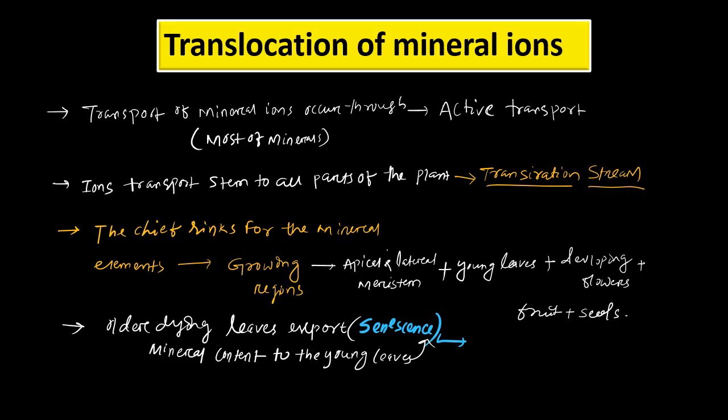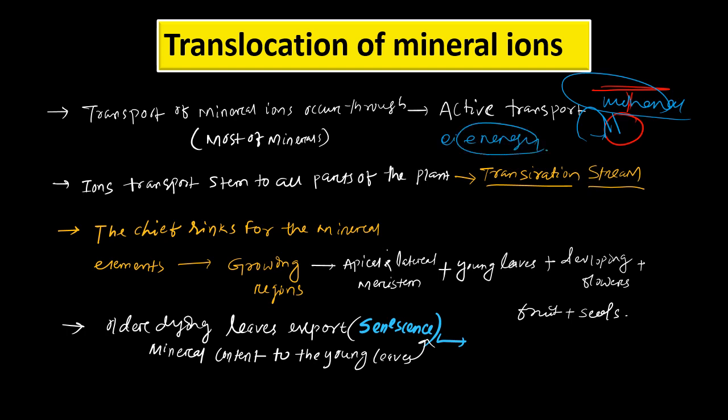Here we see translocation of mineral ions. So what is translocation? Translocation means transfer of mineral ions. Let's consider this is a root cell. This root cell consists of cells, and these contain different types of proteins. We know these proteins help in the transportation of minerals. If the minerals are transported through active transport, it involves energy.